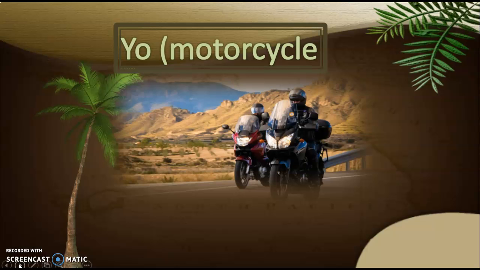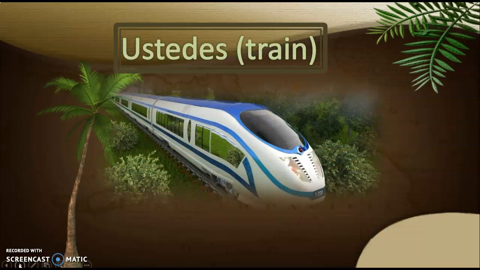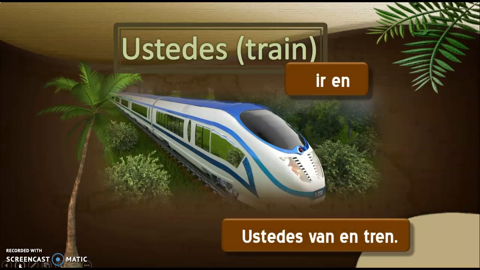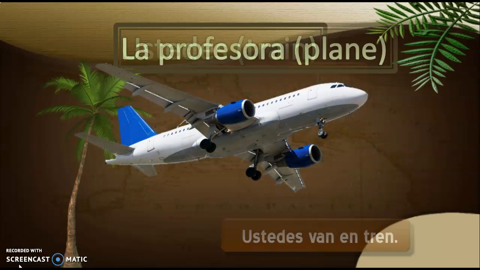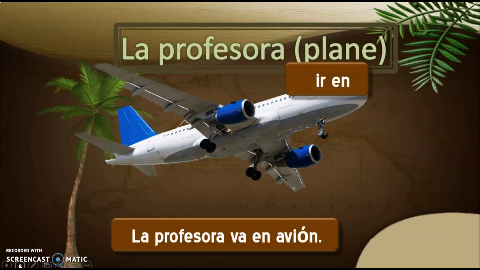So if you want to say I am going by motorcycle, I would say yo voy en motocicleta. If you wanted to say you all are going by train, ir en is the phrase. Change the verb to van, ustedes van en tren. La profesora is going by plane. La profesora va en avión.